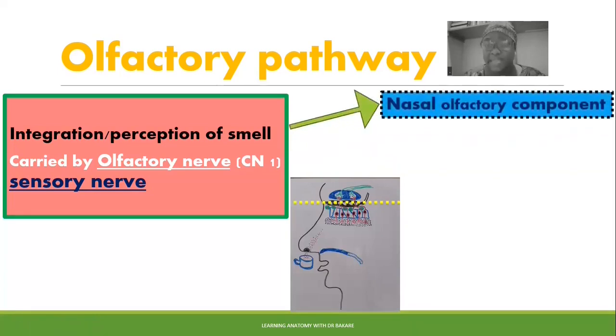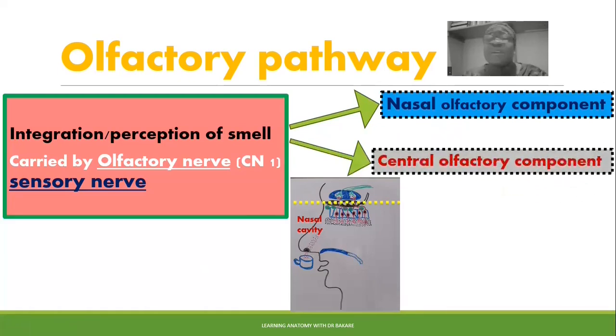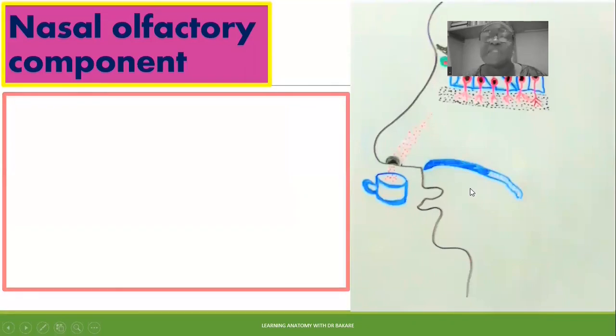nasal olfactory component, and this nasal olfactory component, as the name implies, it is within the nasal cavity, and this is the region here at the inferior part of this demarcation. And if you go more superiorly above the demarcation, we have the central olfactory component, which of course is related to the central nervous system. And this is the region here above this demarcation. And we'll try and take each of these subcomponents one after the other to see the structural events that occur within this space. So going further, let's look at the nasal olfactory component.